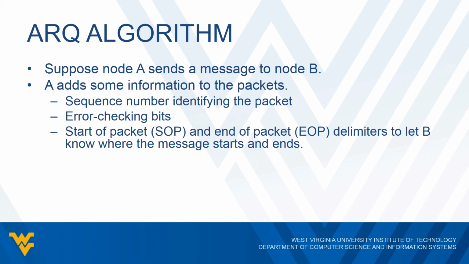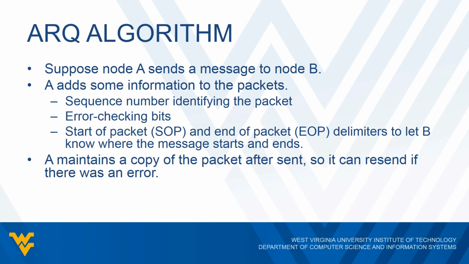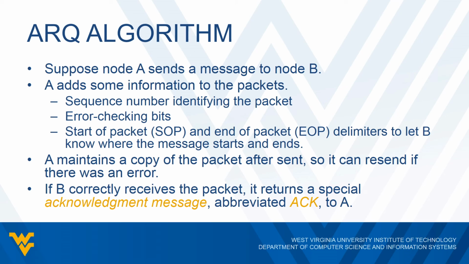So when B receives the packet, it'll examine the error check field to make sure that the packet was transmitted correctly. Now, what makes the ARQ algorithm work is that node A maintains a copy of the packet after it's sent. So if B receives the packet correctly, it'll return a special acknowledgement message, or abbreviated ACK, that contains the sequence number of the correctly received packet. So now node A will know that this packet was correctly received and can discard its local copy. Now, if B does not correctly receive the packet, or if the packet was completely lost, that can happen, then A will not receive the ACK message from B, and then after waiting a while, A will resend the message to B using the copy that was stored in its memory.